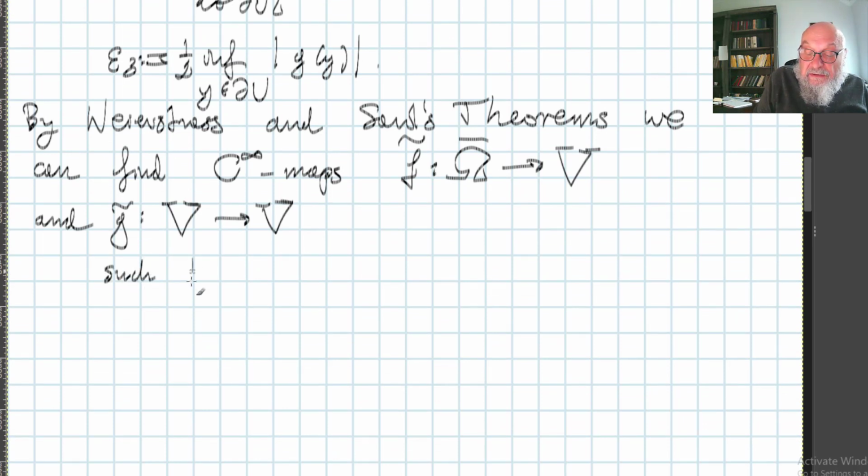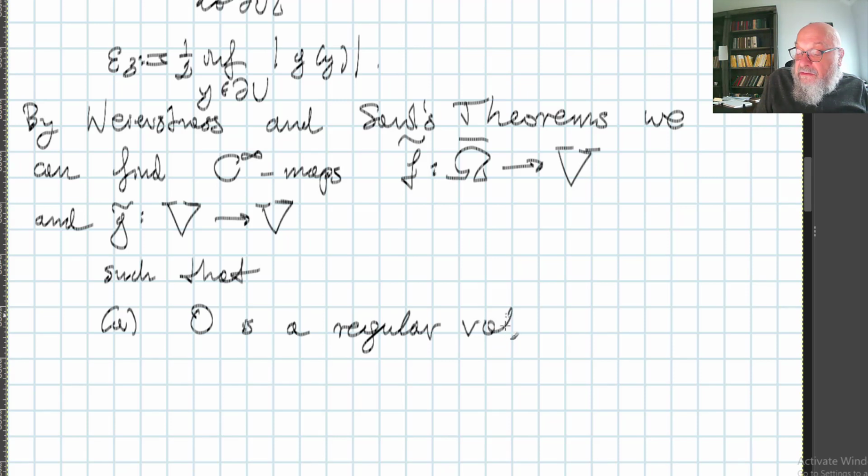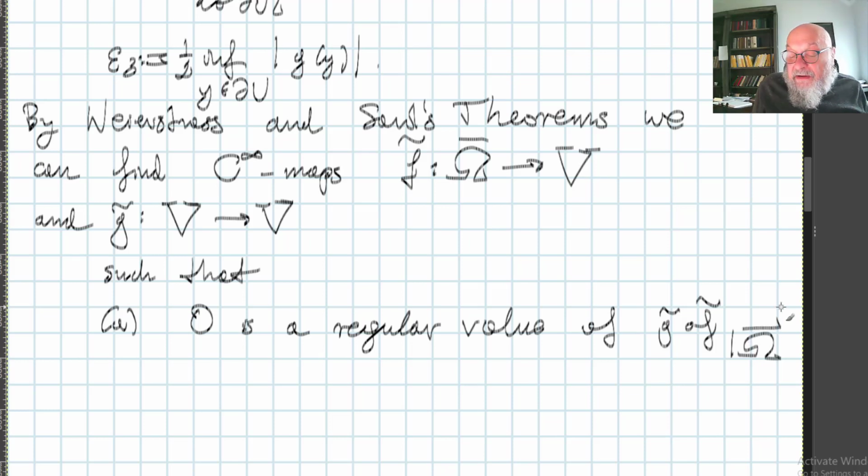we have several conditions. So let's start with A, that 0 is a regular value of G tilde composed with F tilde restricted to omega. I can write omega bar, but basically the next conditions will exclude the possibility of having zeros on the boundary, so we can use omega instead.